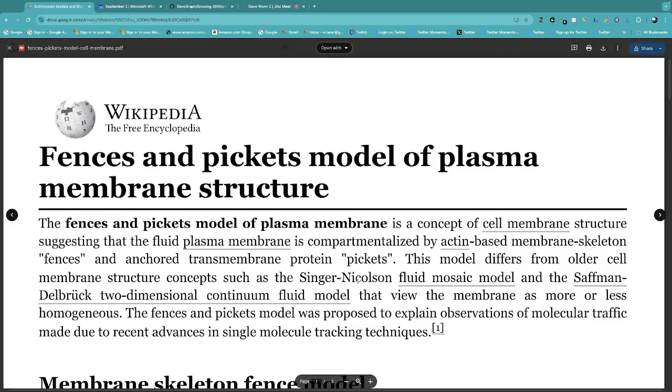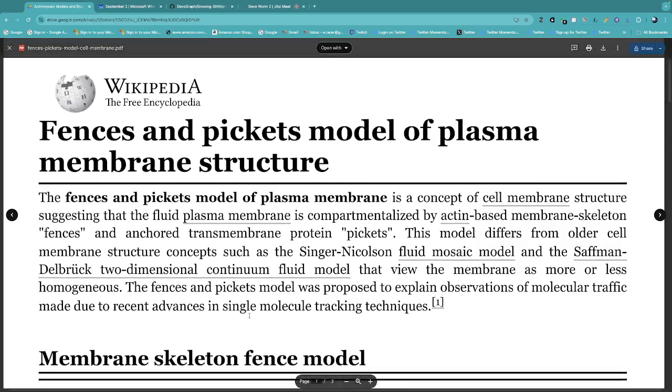This model differs from the older cell membrane structure concepts such as the Singer-Nicolson fluid mosaic model and the Saffman-Delbrück two-dimensional continuum fluid model that view the membrane as more or less homogeneous. So these earlier models were sort of homogeneous structures that were kind of the standard. And then people came up with this idea that it's not enough to be homogeneous. You need to have this heterogeneous aspect of it, where you have both the actin membrane skeleton and these transmembrane proteins in between.